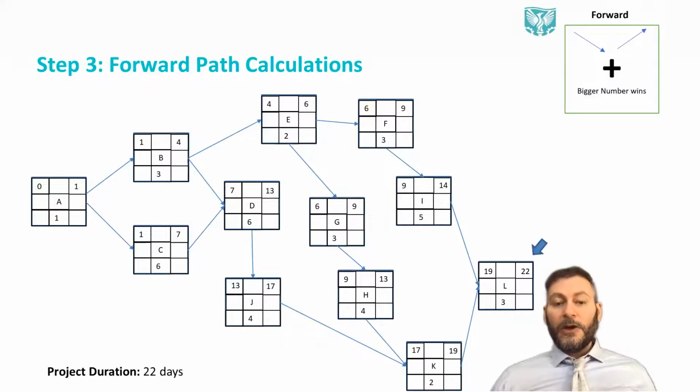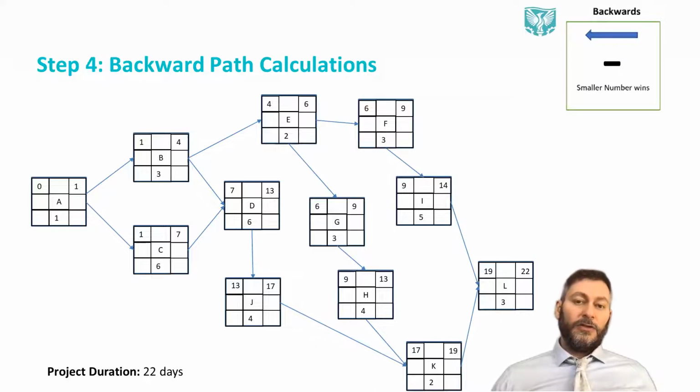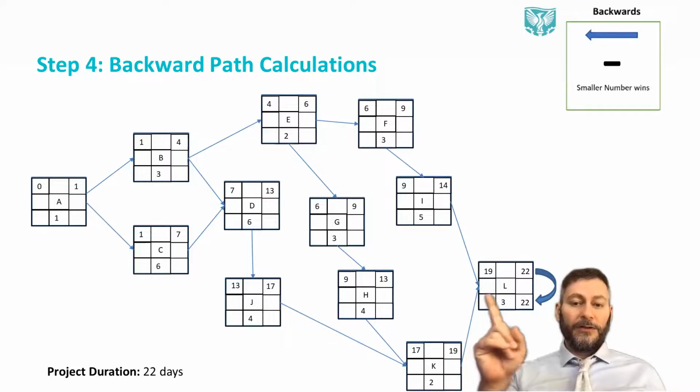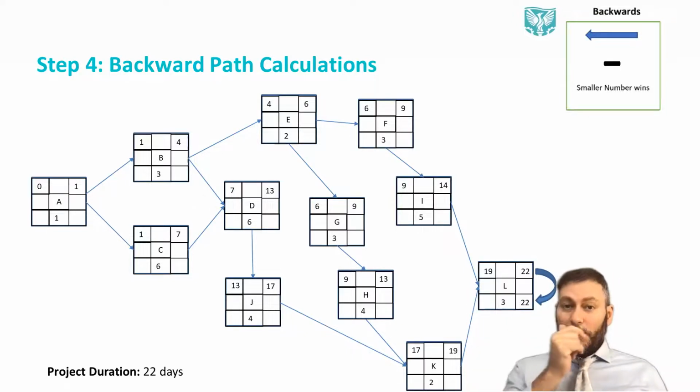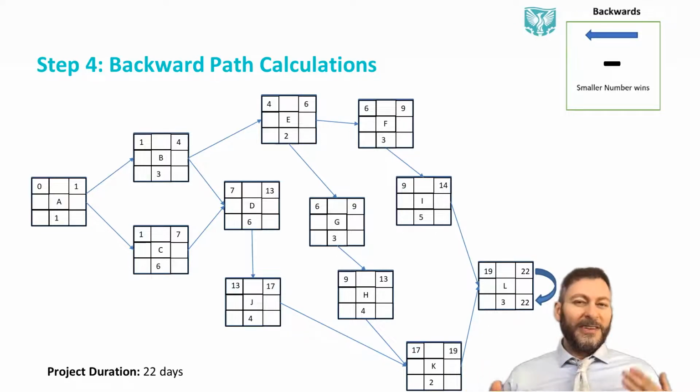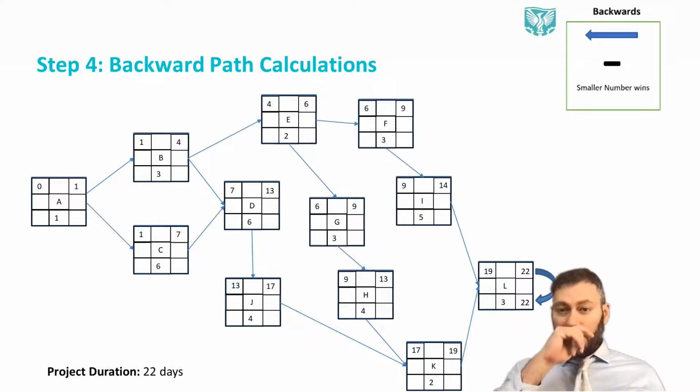So this concludes, in a way, our forward path calculation, because now we know the total duration of the project is 22 days. The next stage is to do the backward path calculation. In this case, we'll have to start with moving the 22 from the top to the bottom. And this time, we don't have a V-shape, we have a straight line. We subtract. And when we have a choice, the smaller number wins. So it's basically the opposite of the forward path calculation. We go in a straight line, it's a minus, and the smaller number wins.